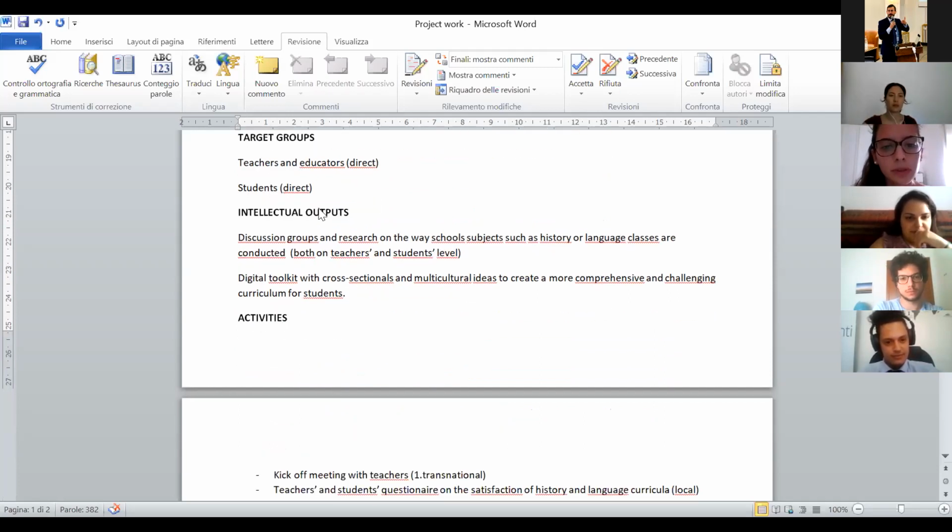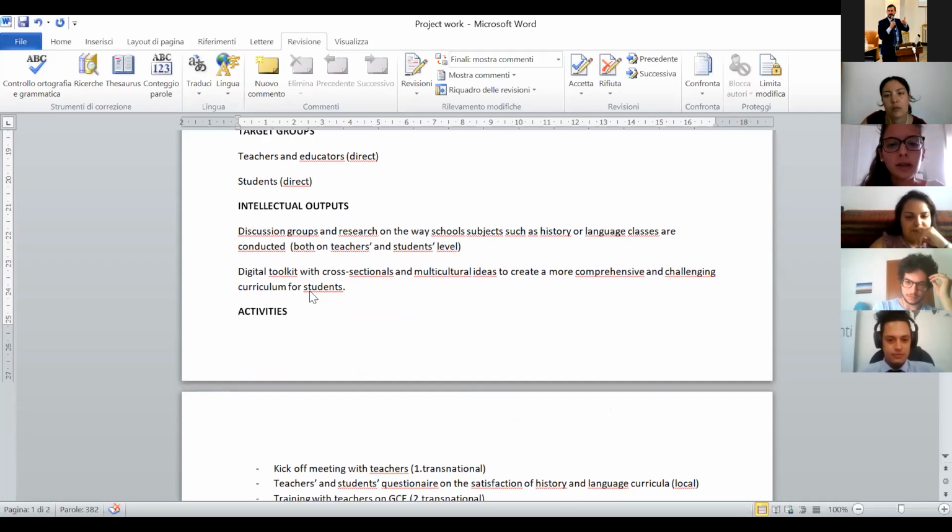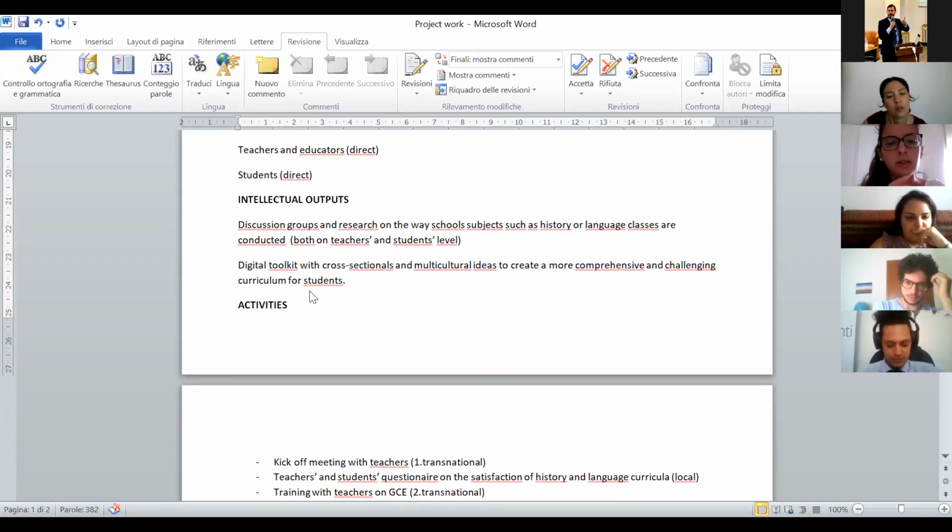And the outputs could be discussion groups and research on the way school subjects such as history or language are conducted, both on the teachers and students level, to get feedback from both these groups, and then create a digital toolkit that aims at improving this curricula in a cross-sectional and multicultural way.